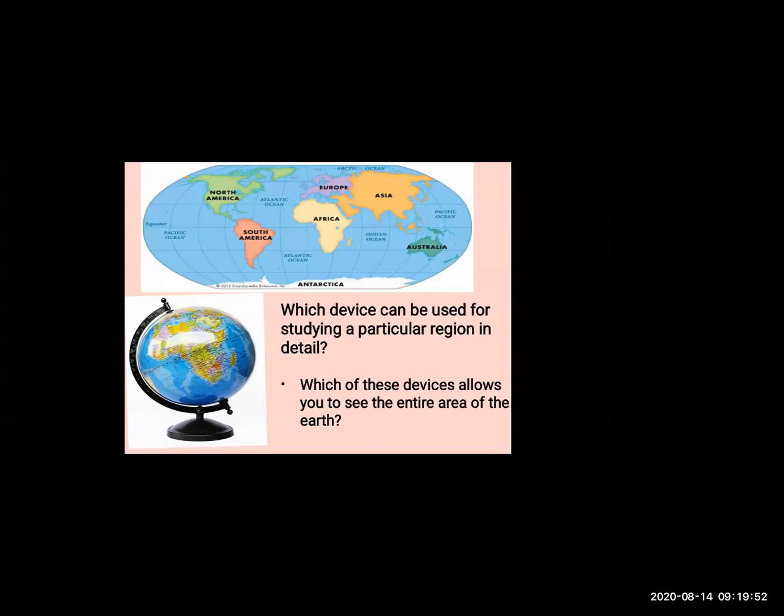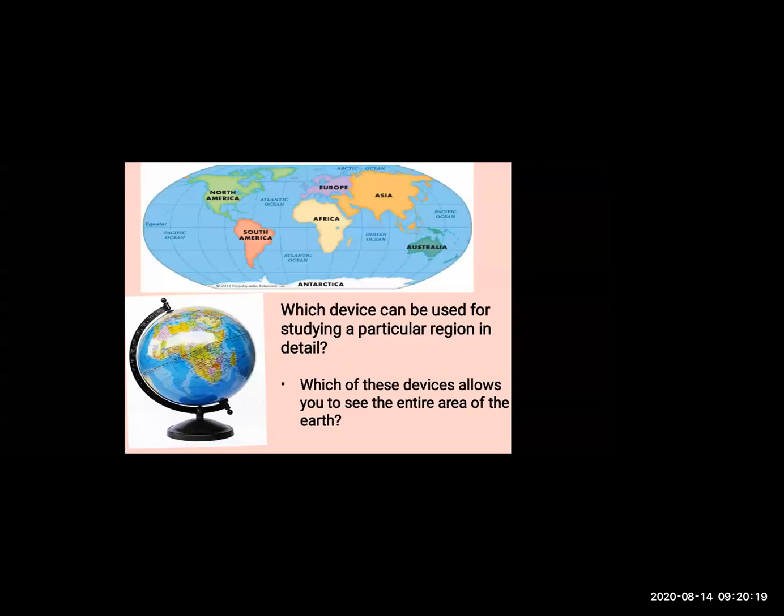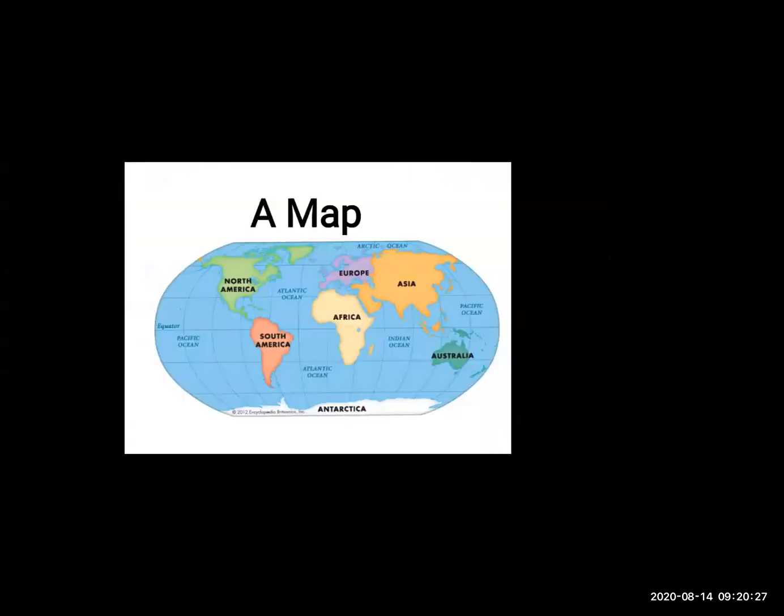The last question, which of these devices allows you to see the entire area of the earth? Means at the same time, in which device can we see the entire area of the earth at a time? Pankhini, answer this question. Sir, map. Very good, beta. Very good. Excellent. We can study the entire area of the earth at a time in the map. Very good, students. Thank you. Next, see.